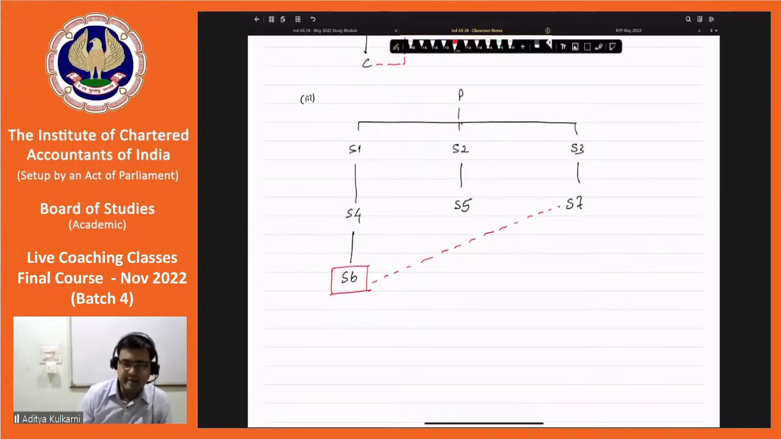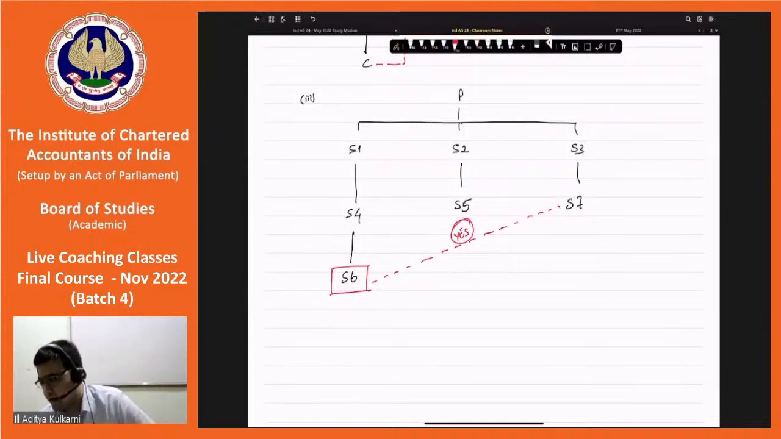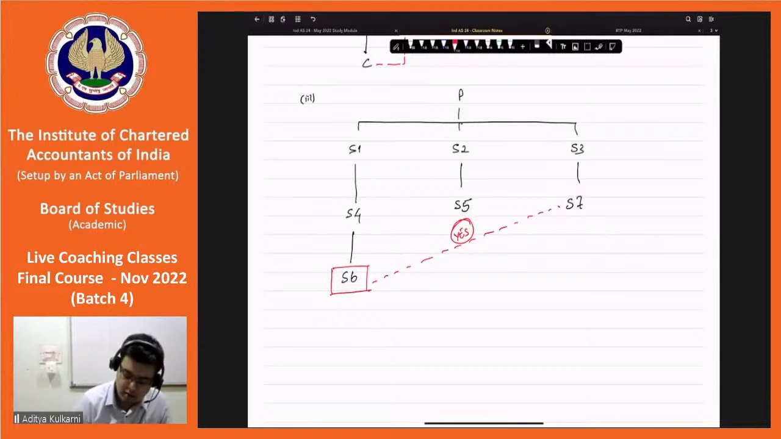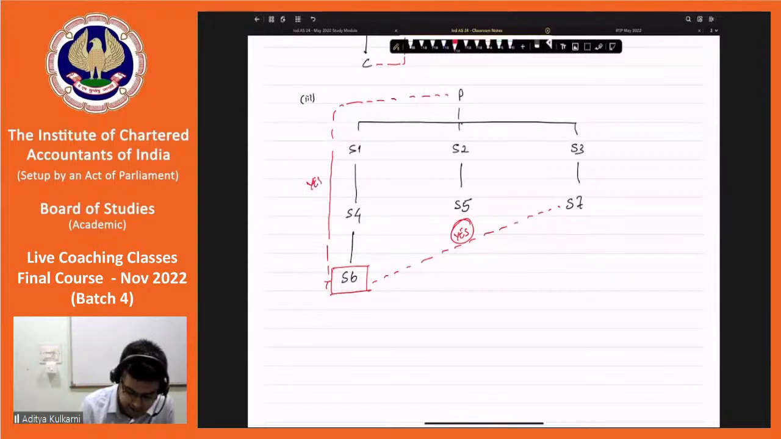So are S6 and S7 members of the same group? Yes, because ultimately the parent is P. P has these subsidiaries and therefore the whole unit becomes one single group. And therefore, because they are one single group, are they related to each other? Answer is yes. They are related to each other. Is P related to S6? Same reasoning, yes.